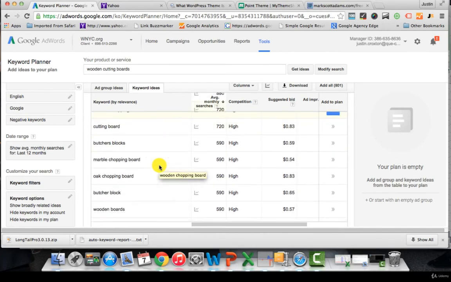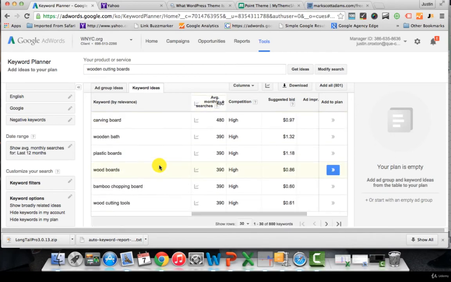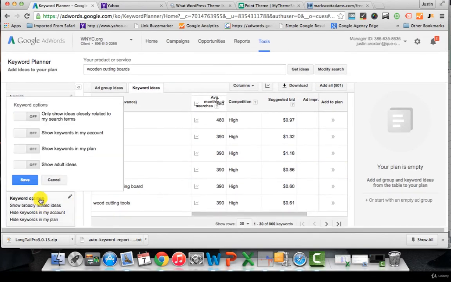Wooden chopping boards. I mean, we can go on and on with this whole process, but what's great about this is it really gives you some great ideas that you can leverage in trying to make the best decision as far as the keywords that you want to focus on for your business and for your brand.